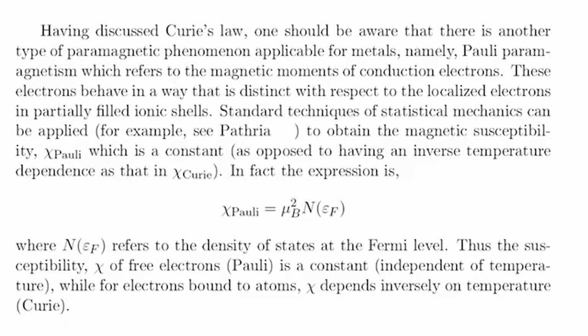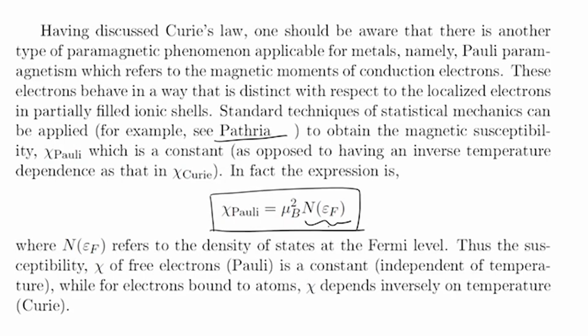This is called Pauli paramagnetism, and you can get a nice description of it in the book on statistical mechanics by Pathria, which obtains the magnetic susceptibility called chi Pauli. The result is that chi Pauli is equal to mu B square into the density of states at the Fermi level. There is another course of mine, statistical mechanics, where you would find the derivation of all these things.